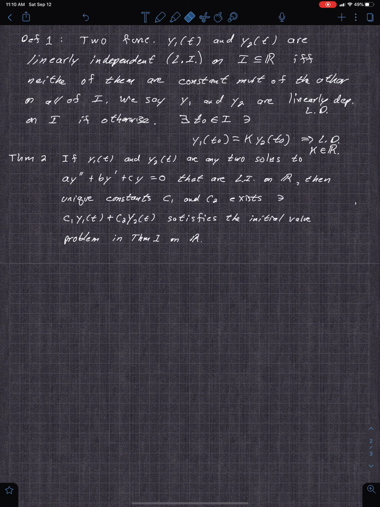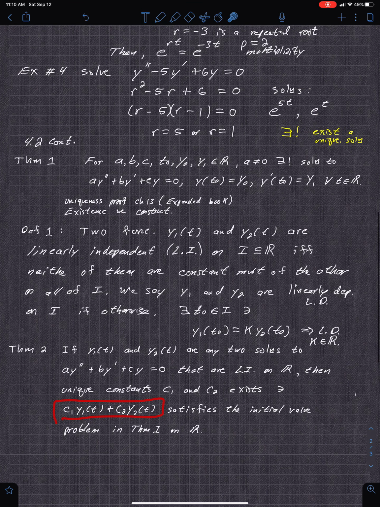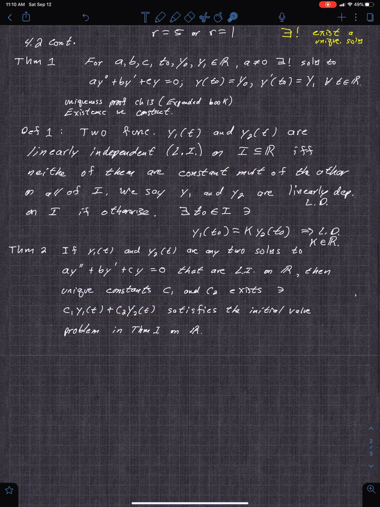Moving along. Such that, and here's your solution. So that this sum of those two is a solution that satisfies the initial value problem. So that solution is satisfied by the initial value problem given back up here.